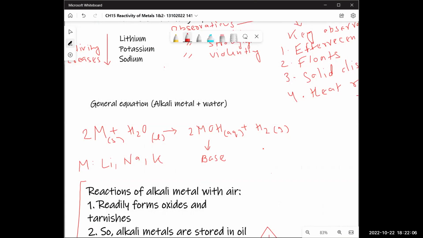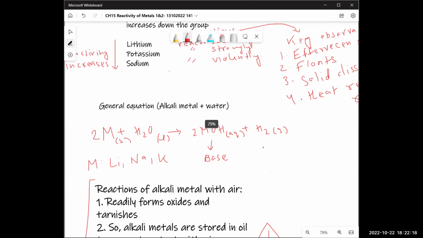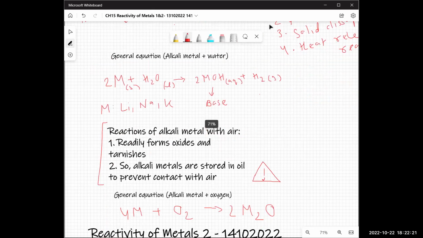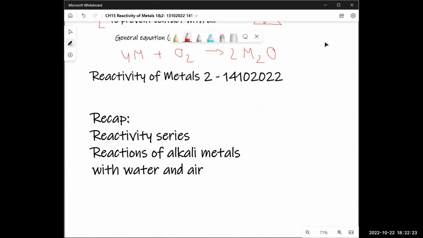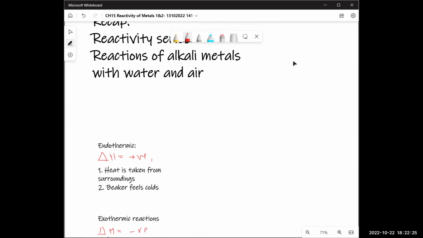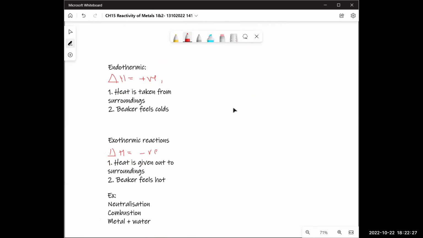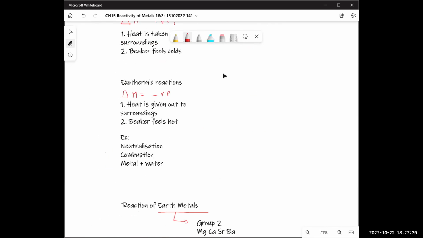Are these reactions all of them exothermic? Yeah, all of them are exothermic. Metal plus water is always exothermic. That is why you can see all the heat and the flame. All of that is exothermic. Then reactivity of metals, that's done. Let's go to endothermic, exothermic. We have done that.